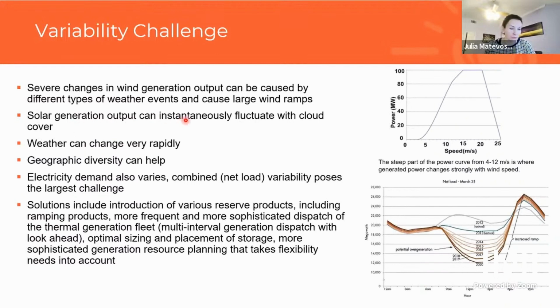One thing to note is that electricity demand also varies all the time, because we switch equipment on and off all the time. Industries have varying industrial processes that also change load all the time. And so if you combine them, what is called net load variability may pose the highest challenge.